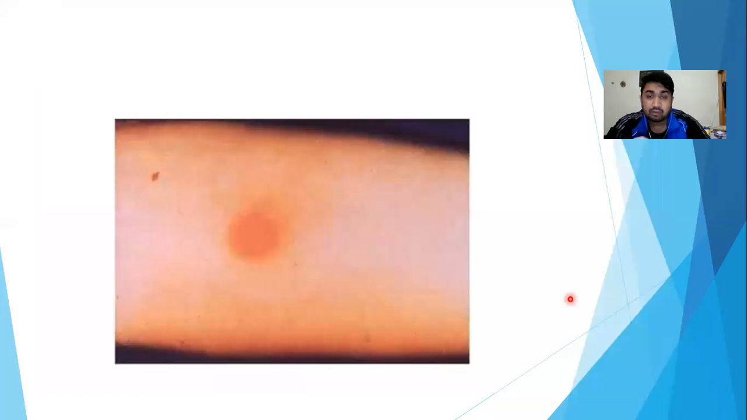Now, if we see a picture of the Arthus reaction, it is just like this. It is a slight localized erythema, nothing more than that. Here the symptoms will be localized.